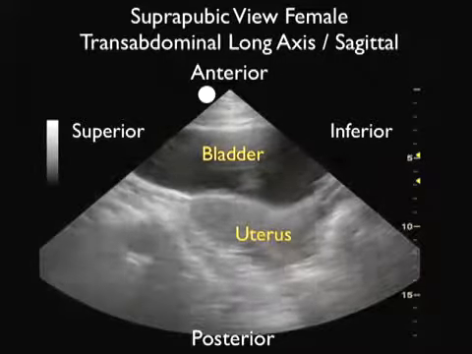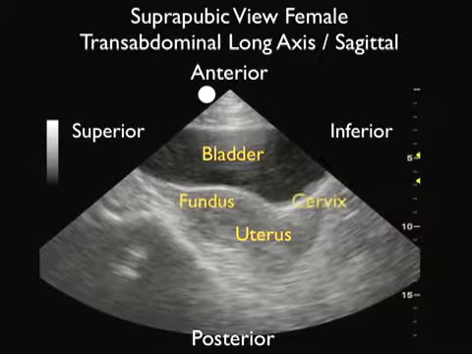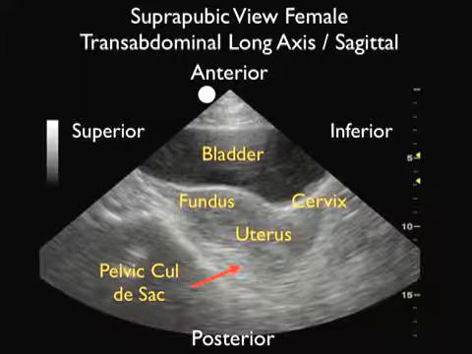Anterior is to the top of the screen, and posterior is down all the way to the bottom of the ultrasound screen. We see the bladder, the large anechoic structure to the top of the screen, and then we see the parts of the uterus: the fundus, the top part of the uterus, to the left, and the cervical region of the uterus to the right. Right below the pelvis, in the area behind the uterus, we can see the cul-de-sac, the potential space where fluid can build up in the female pelvis.